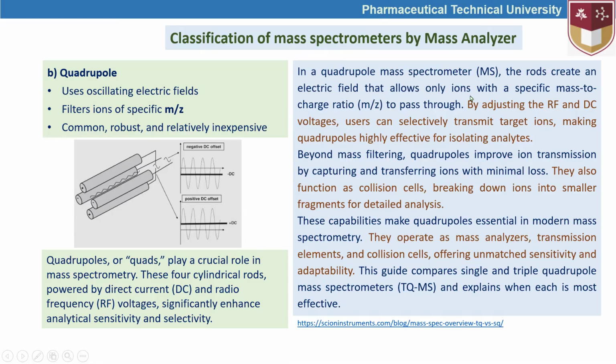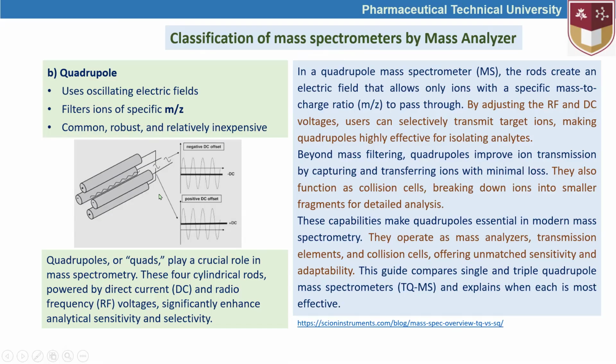That electric field allows only ions with a specific mass to charge ratio to pass through. By adjusting the radio frequency and DC voltages, users can selectively transmit target ions, making quadrupoles highly effective for isolating analytes. Beyond mass filtering, quadrupoles improve ion transmission by capturing and transferring ions with minimal loss. They also function as collision cells, breaking down ions into smaller fragments for detailed analysis.